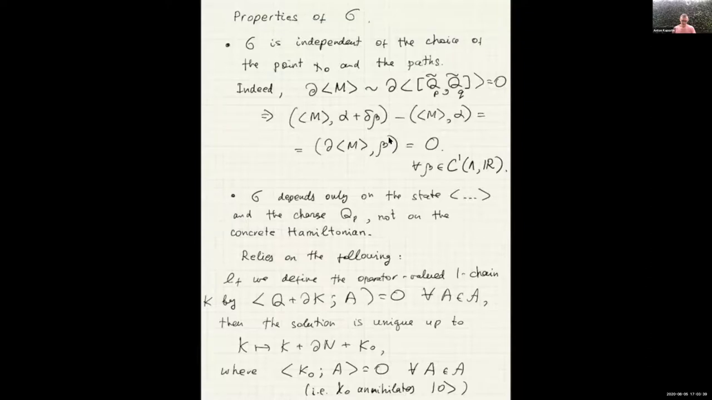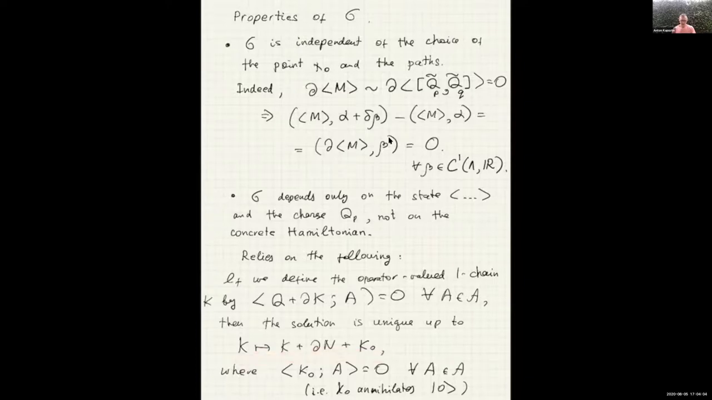The point is that basically we want to fix K simply by requiring this. This is in the sense that Q tilde annihilates the ground state, that is, its correlator with any A zero vanishes. It turns out you don't need any specific solution; any solution will do. And one can show that solutions are unique up to this kind of ambiguity.